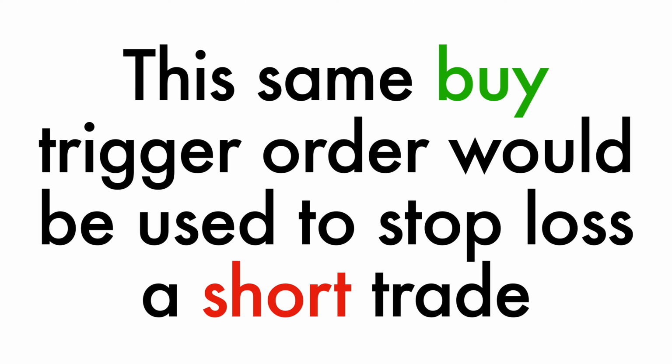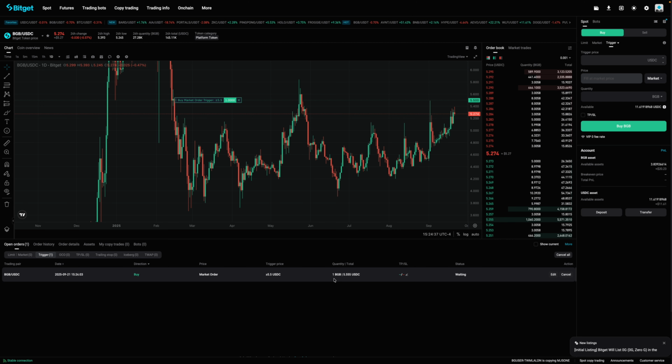Now this same buy trigger order could be used to reduce one's losses when shorting, but as this is the spot market and you can't short, this wouldn't really be applicable. So that's a trigger order on the buy side. Let's now take a look at the sell side.